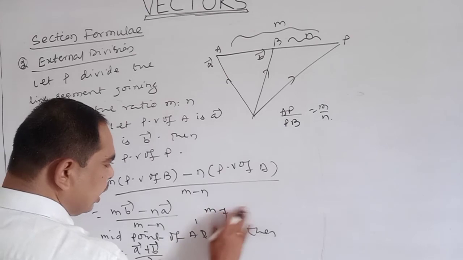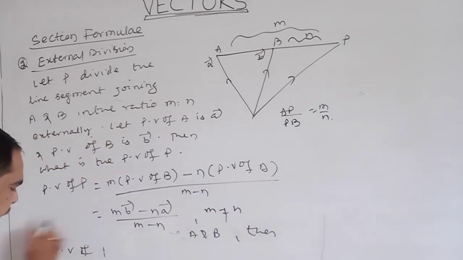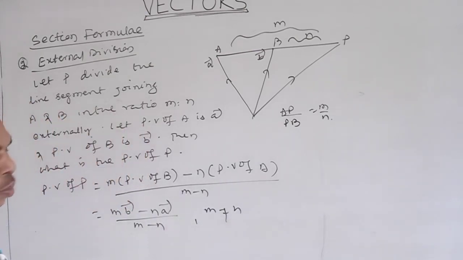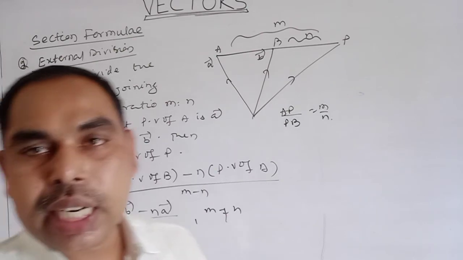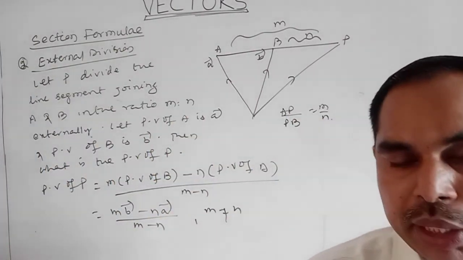So it is m minus n, not plus n. This is the section formula. One is internal division, another one is external division.